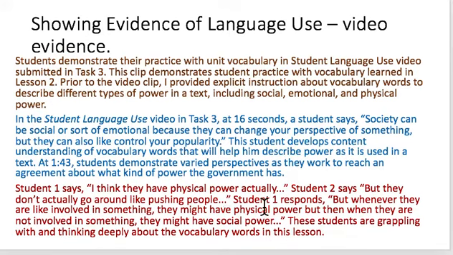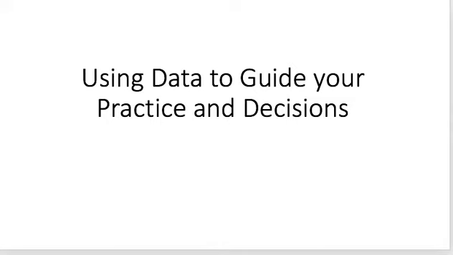But whenever they are involved in something, they might have physical power, but then when they are not involved in something, they might have social power. So now they're thinking about how power is different in different ways. And some of these were the language demands that this person identified earlier on. Finally, using data to guide your decision and backing it up with theory.